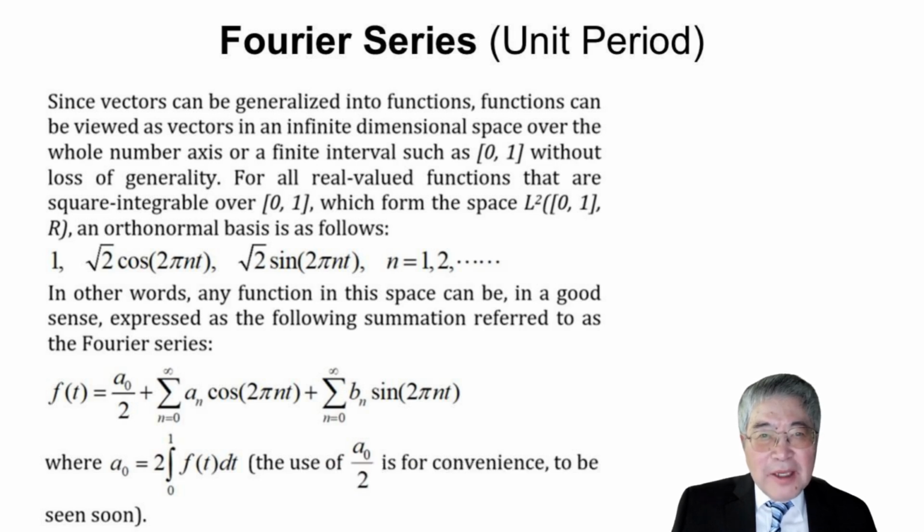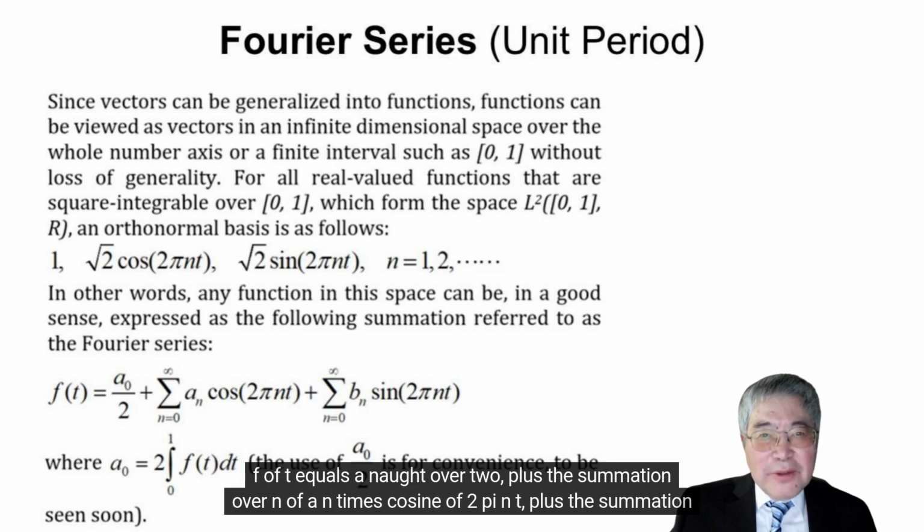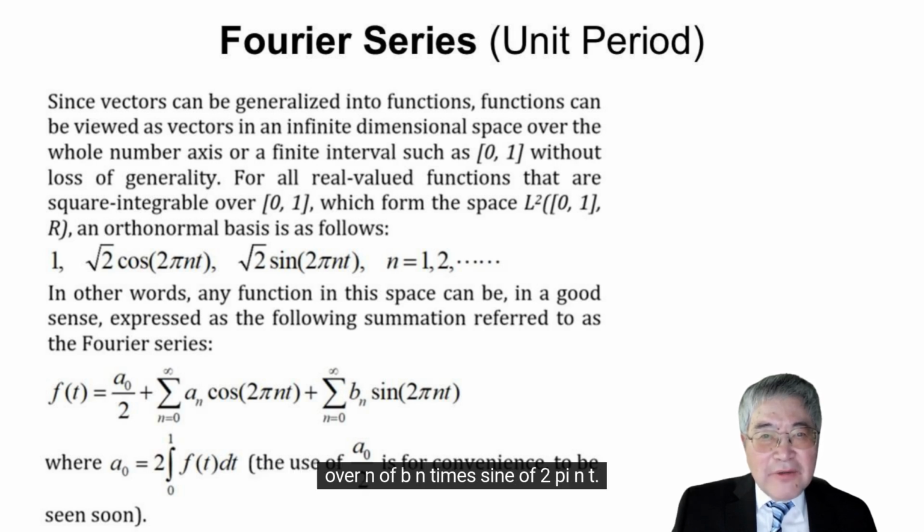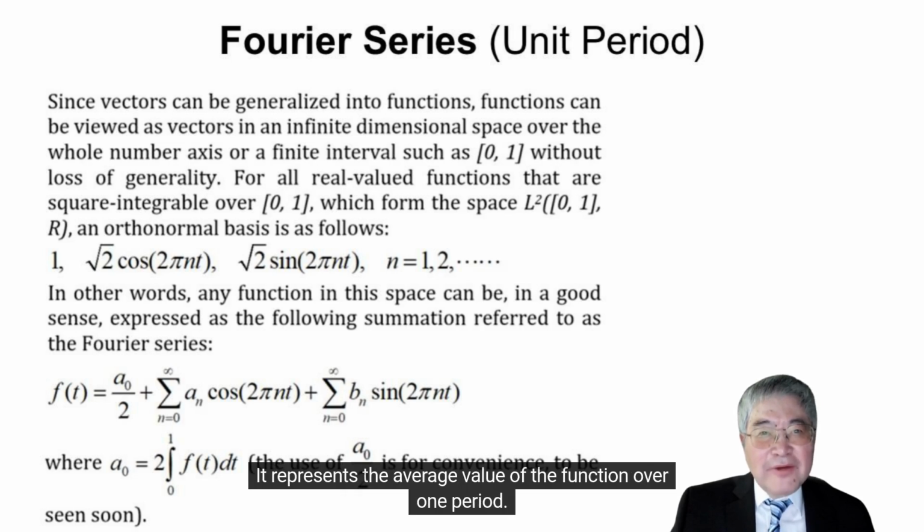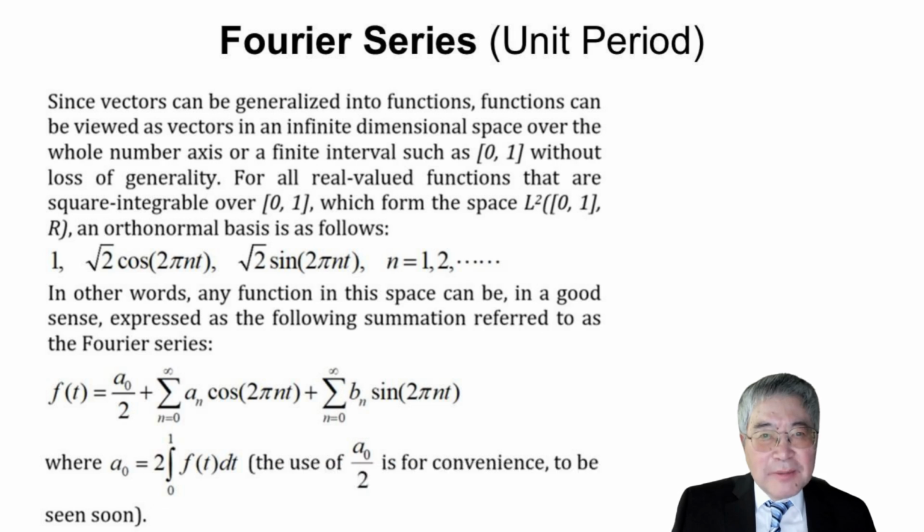Mathematically, we write f of t equals a naught over 2 plus the summation over n of an times cosine of 2 pi n t plus the summation over n of bn times sine of 2 pi n t. So what do all these parts mean? First, a naught is called the DC component. It represents the average value of the function over one period.